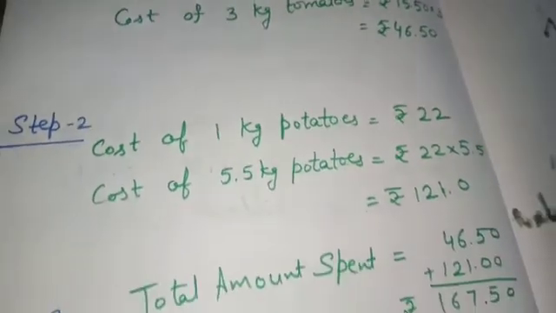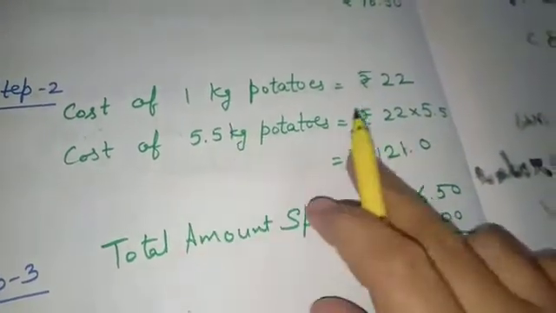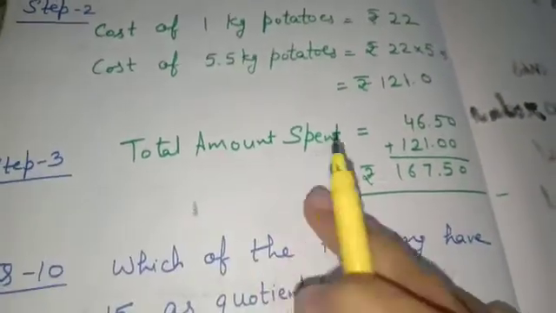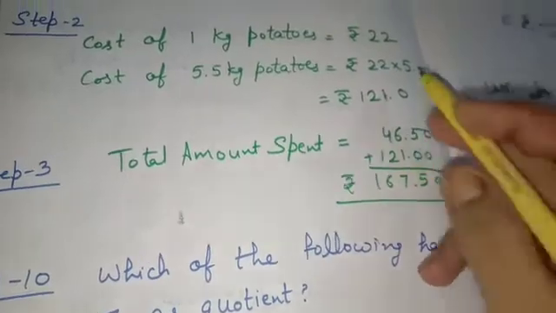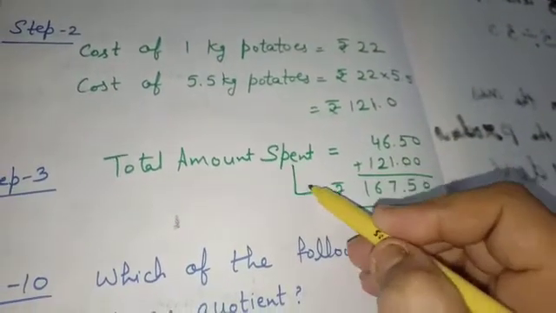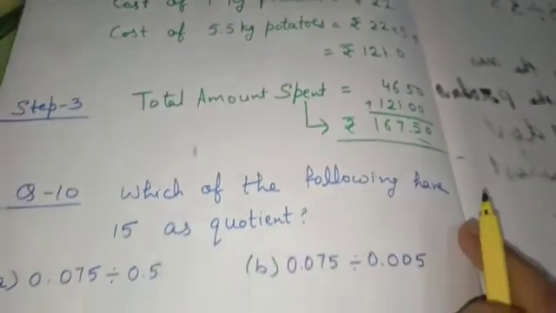Then step 2, the cost of 1 kilogram potatoes is given. Cost of 5.5 kilogram potatoes, by multiplying, we will get the answer. And for the total amount spent here, we will add both the costs. The answer will be 167.50. Okay. Question number 10.